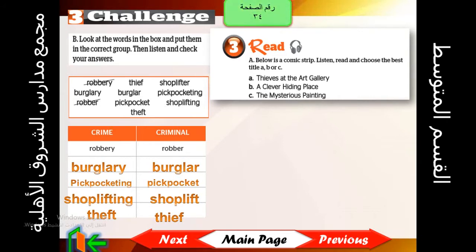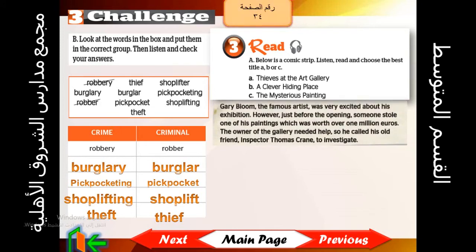B. Look at the words in the box and put them in the correct group. Then listen and check your answers. Crime. Criminal. Robbery. Robber. Burglary. Burglar. Pickpocketing. Pickpocket. Shoplifting. Shoplifter. Theft. Thief.